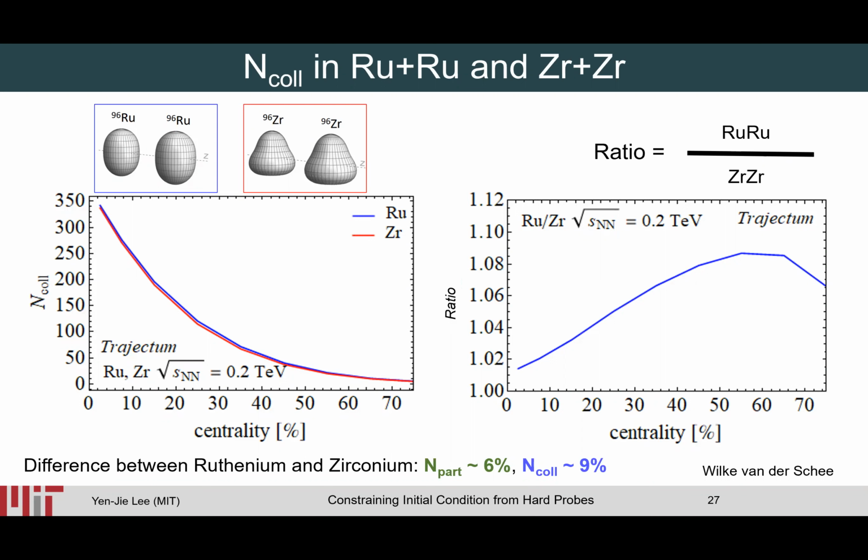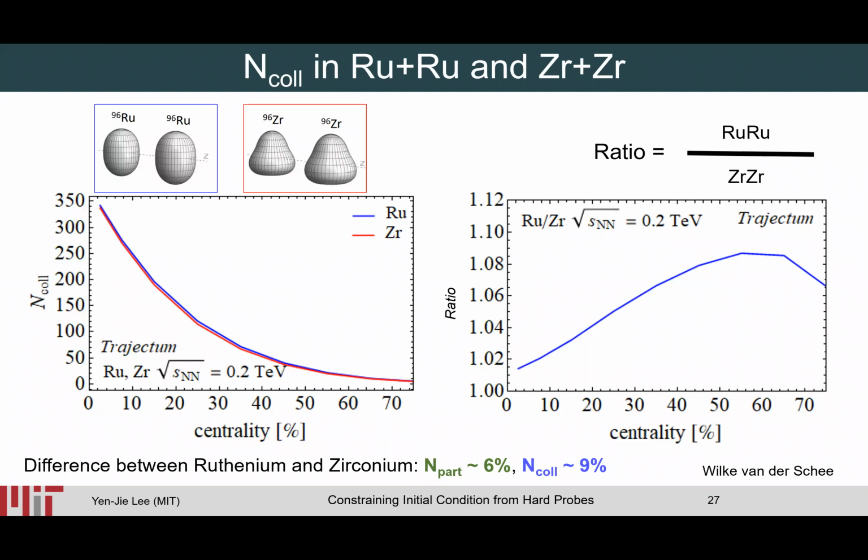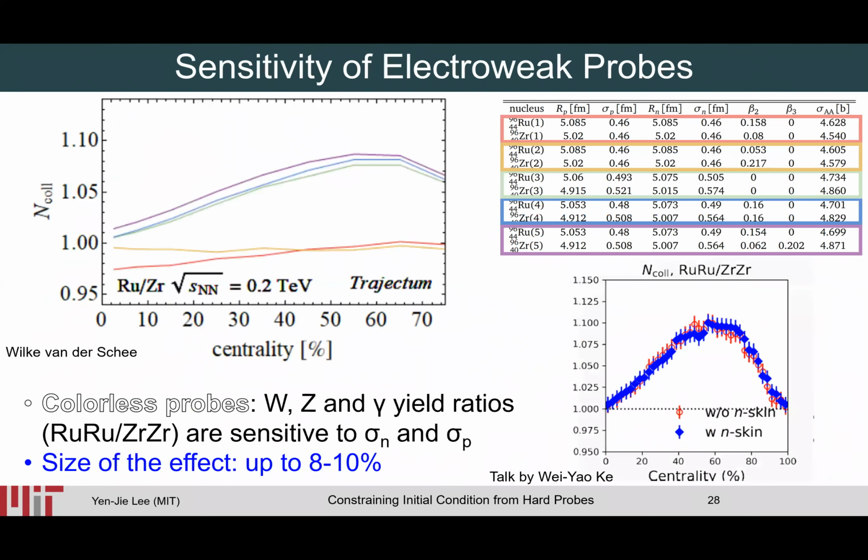All the time. So this is the calculation in the model. Essentially what we have been doing is to calculate the N_part as a function of centrality, and this could be the ratio of what we expect for zirconium and ruthenium. The take-home message is that the N_part difference between these two systems is up to 6%, and the N_part is something like 9%.